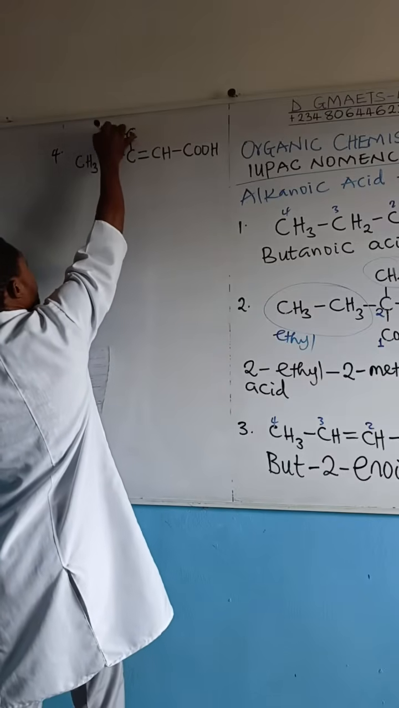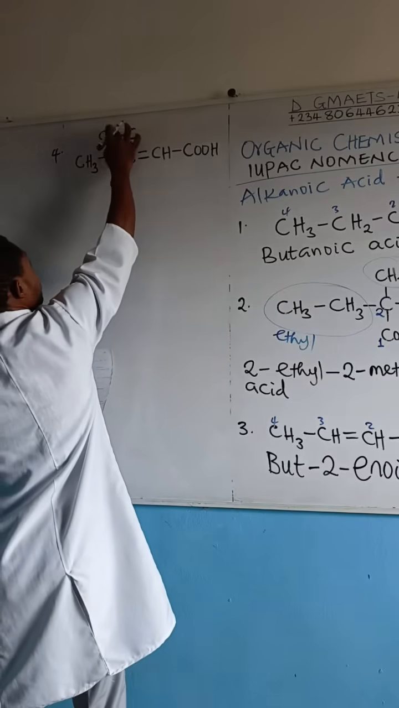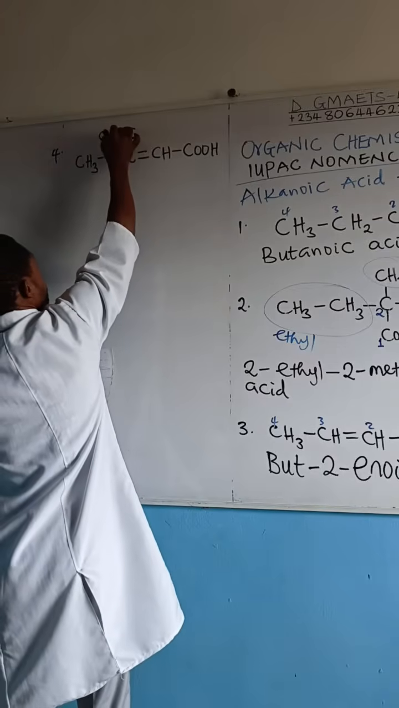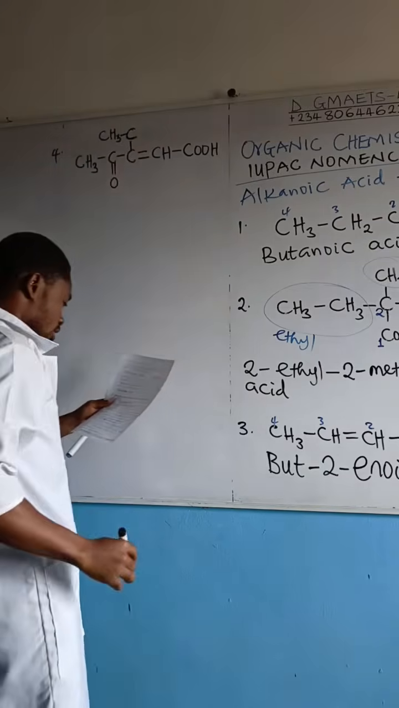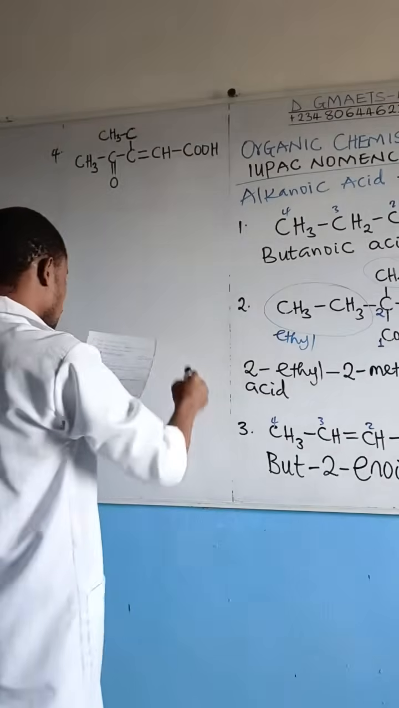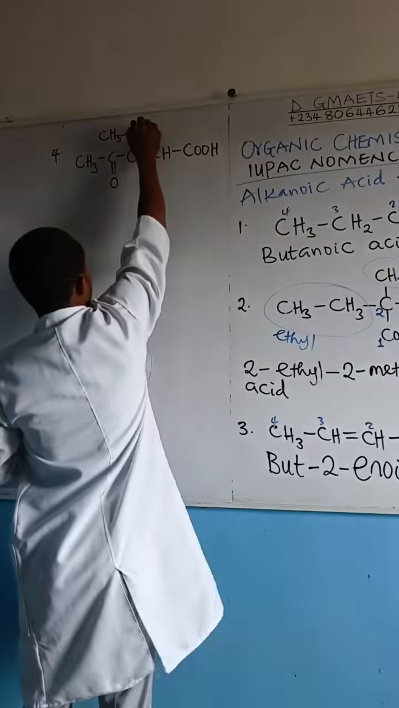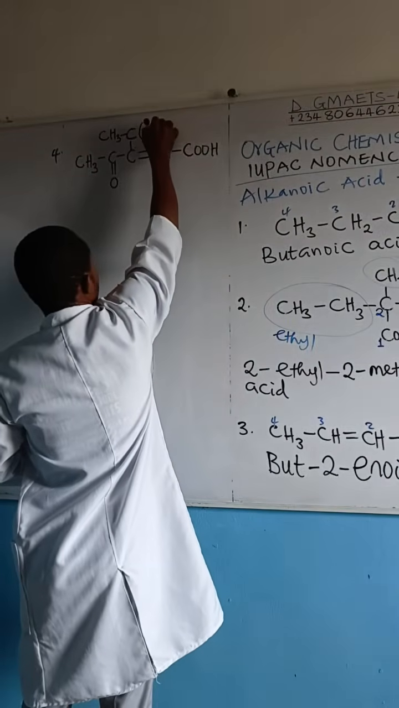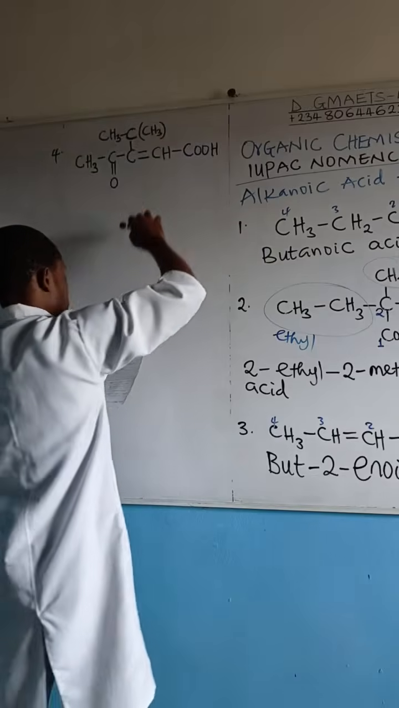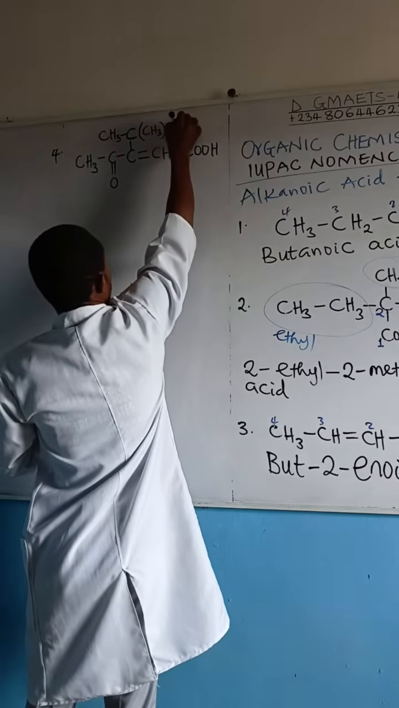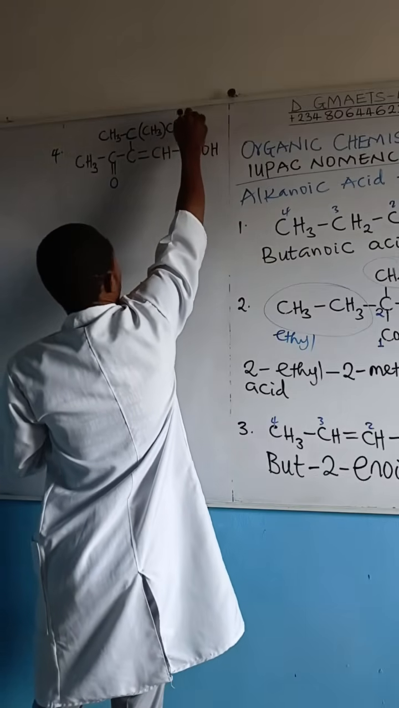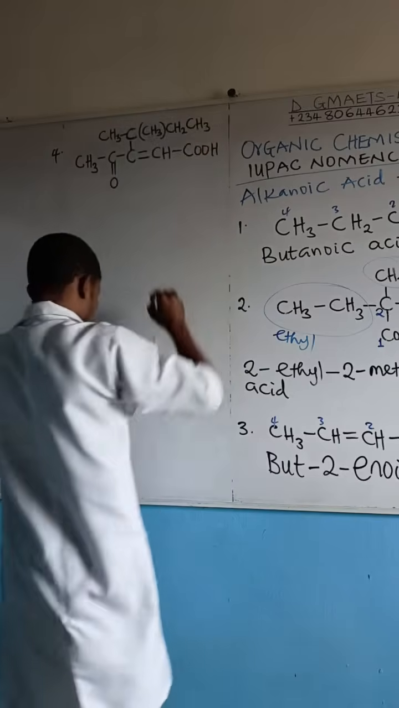Some of you may not like what you are seeing on the board, but don't worry. When I break it down, you will understand. It's 1 plus 1. So I'll see H3 in brackets here. Then we have CH2 and then CH3.